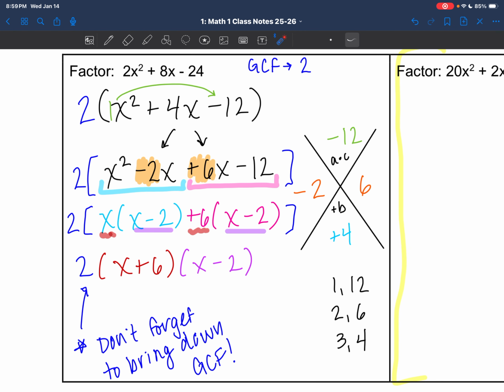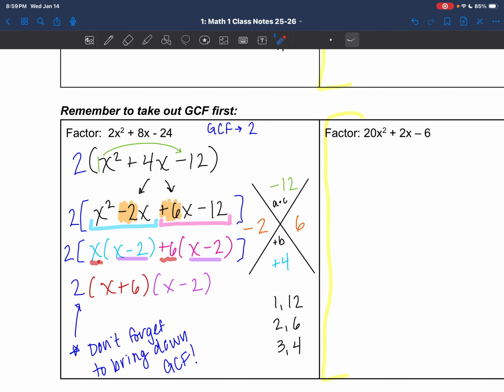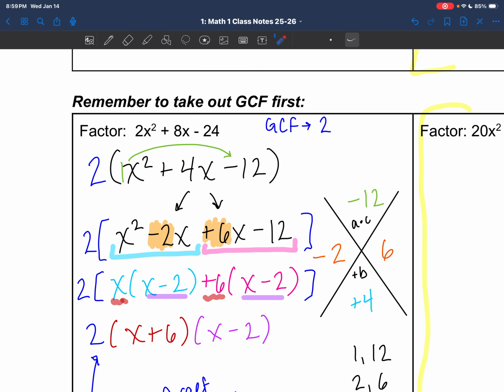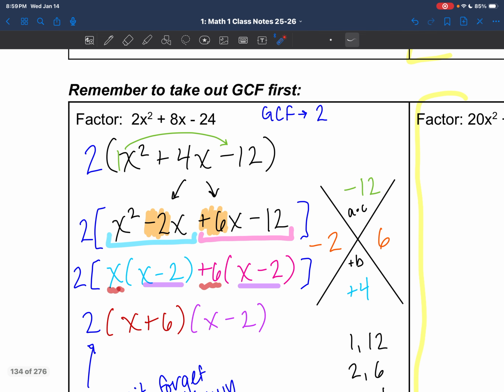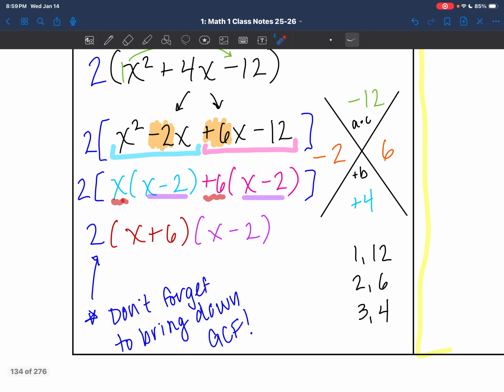And then here is one where there is a GCF. So in this case, the GCF is 2, so we're going to divide each term by 2, and you're left with x squared plus 4x minus 12. And remember, your GCF goes outside. Now we're just looking at this part when we do our x over here. So 1 times -12 gives you -12, but it needs to add to give you +4. So when you list the factors of 12, you're going to get 1 and 12. Well, there's not a difference of 4, so we can't use that.